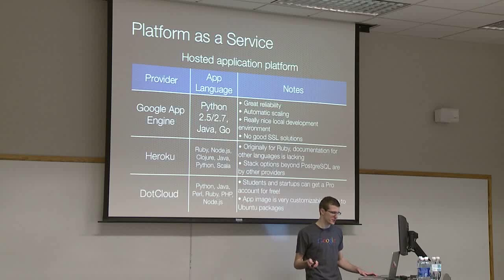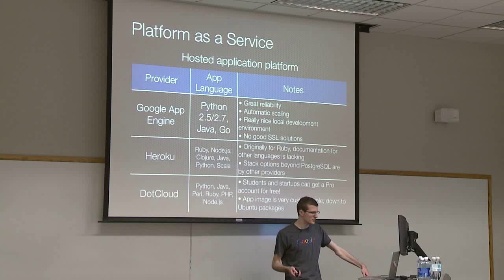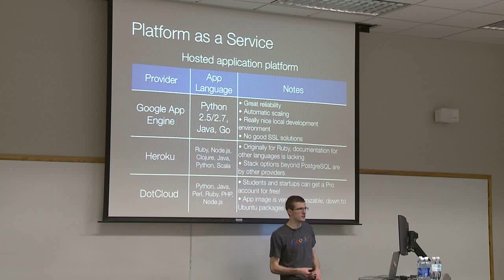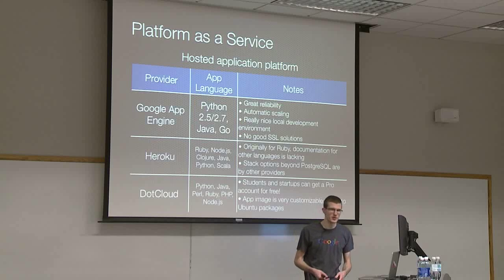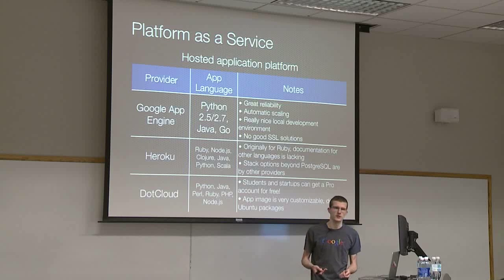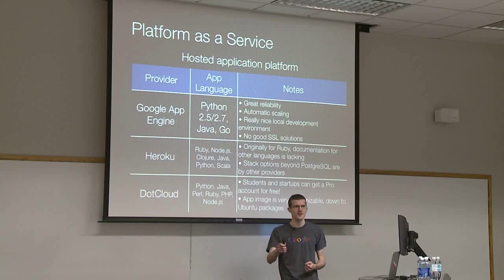Obviously, there are differences between them. Google App Engine has more limitations than the other ones on what languages you can use. You can use Python, Java, and Go. Go is currently experimental, and most people don't code in Go. But it's a cool language, so you should try it.